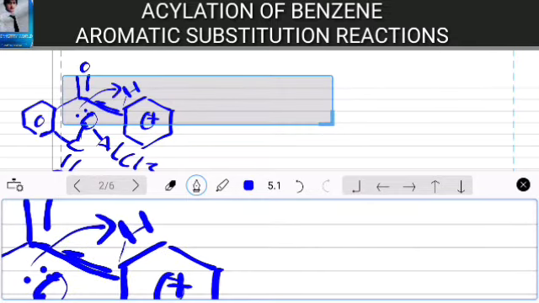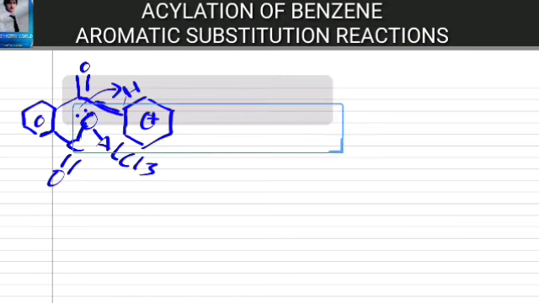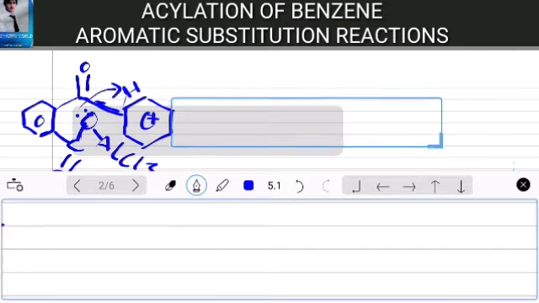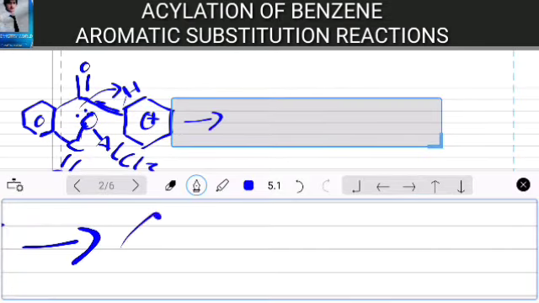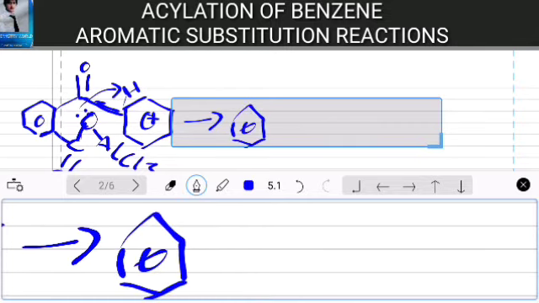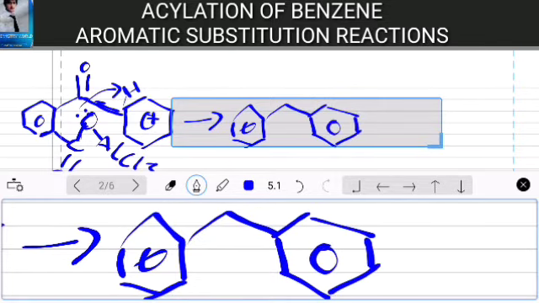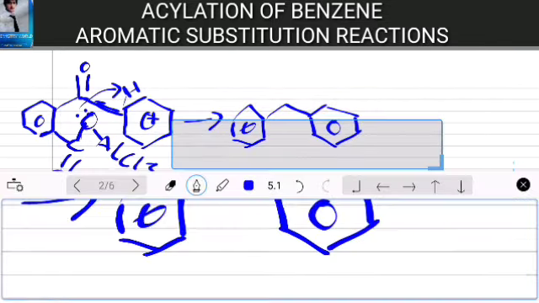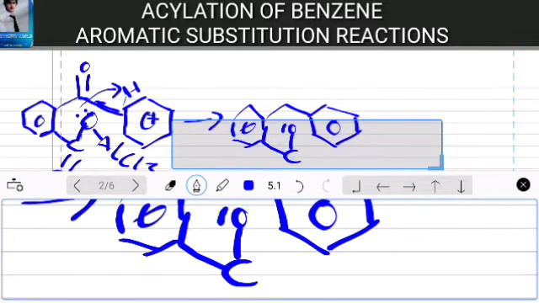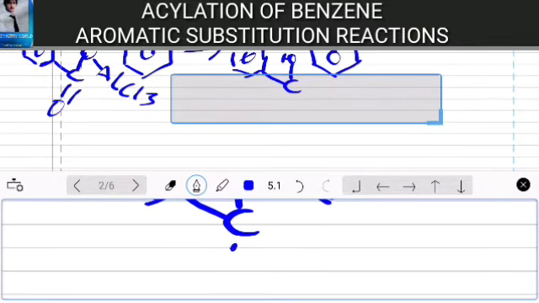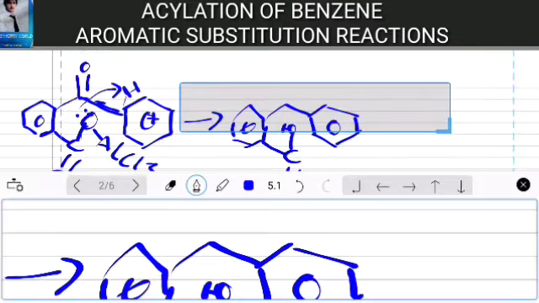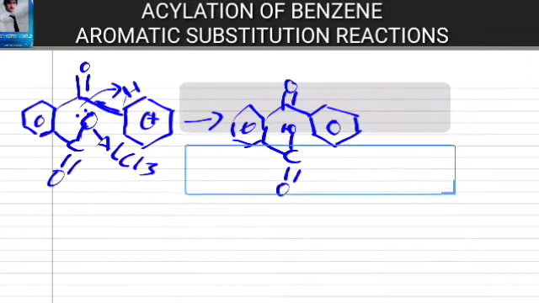and leaves AlCl3, and our aromatic ring regains its aromaticity. There is C, OH. This C is with double bond O, and here is also our double bond O.